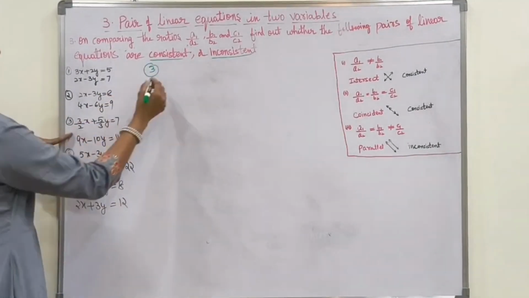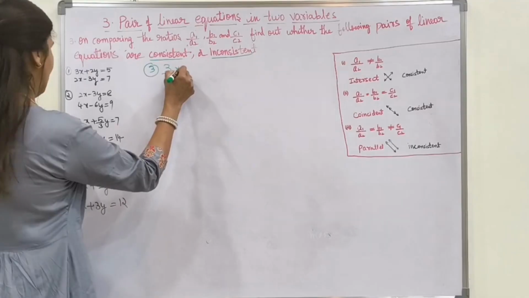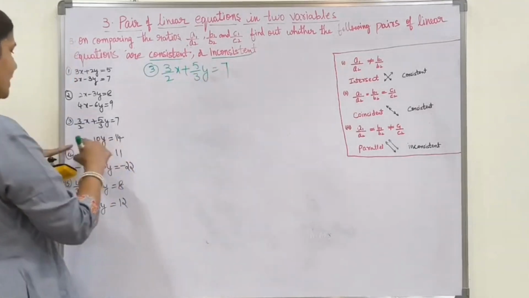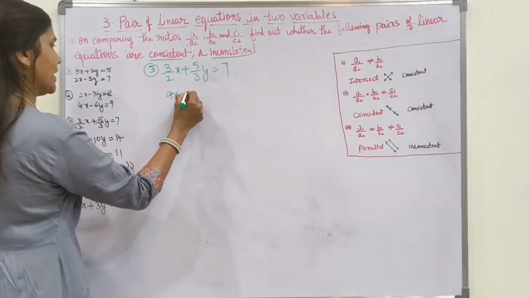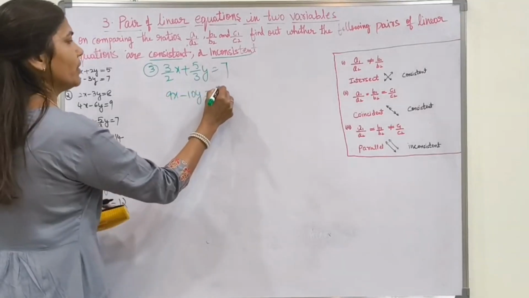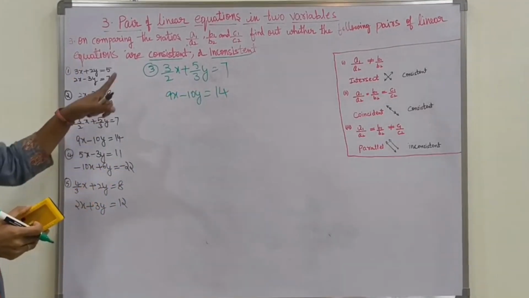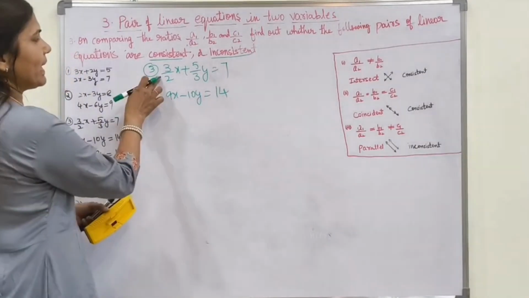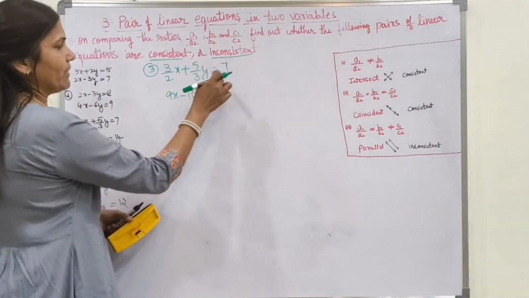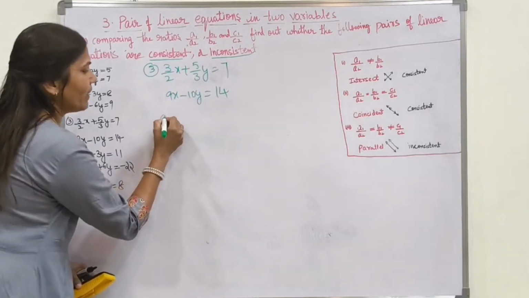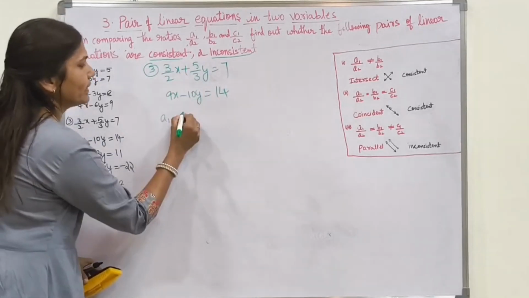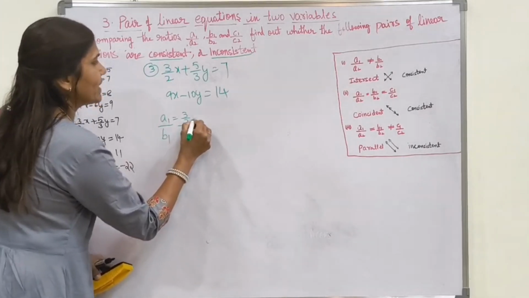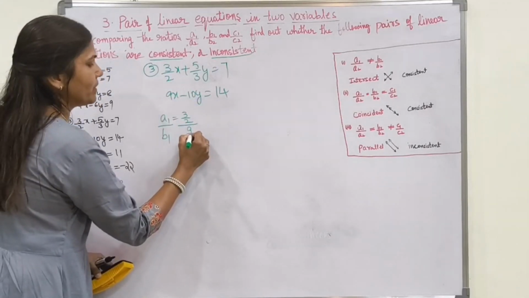The third question. See here, 3 by 2 x plus 5 by 3 y is equal to 7. Next, 9x minus 10y is equal to 14. See once again: 3 by 2 x plus 5 by 3 y is equal to 7, and 9x minus 10y is equal to 14. So this is A1, A2, B1, B2, C1, C2. Carefully listen. A1 is equal to 3 by 2. Next, A2 is equal to 9. Down nothing means you take 1.